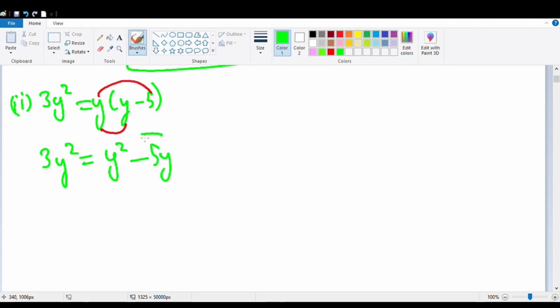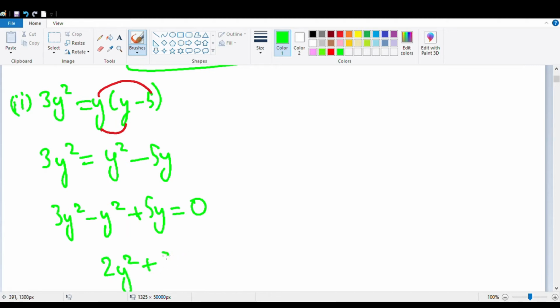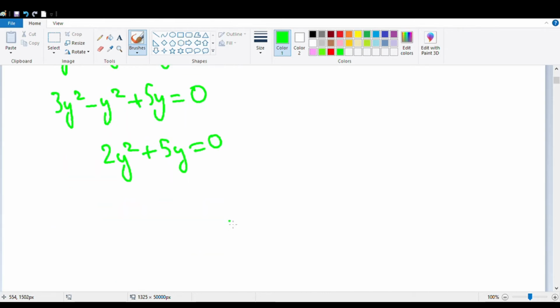And sending this y squared minus 5y to the left-hand side, so we can write the equation in standard form, we get 3y squared minus y squared plus 5y is equal to 0. So we get 2y squared plus 5y is equal to 0. And now we can take y common in these, so y into 2y plus 5 is equal to 0.